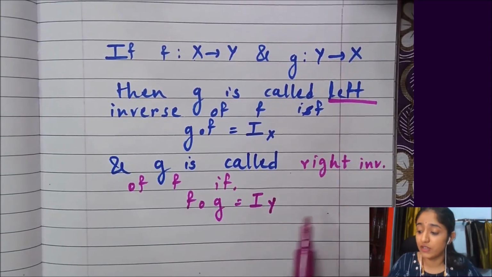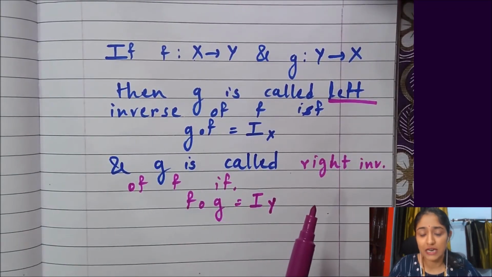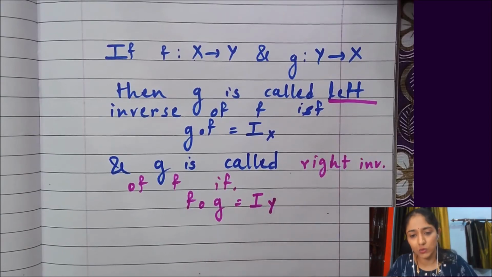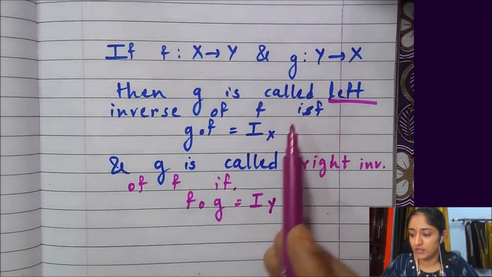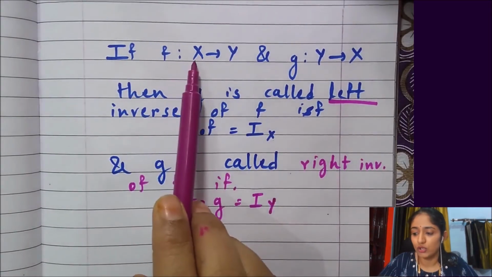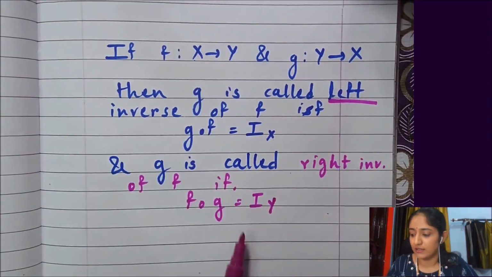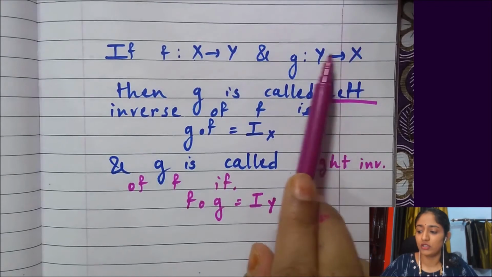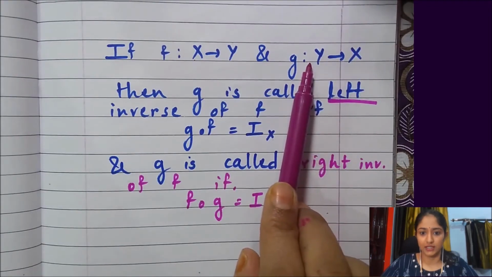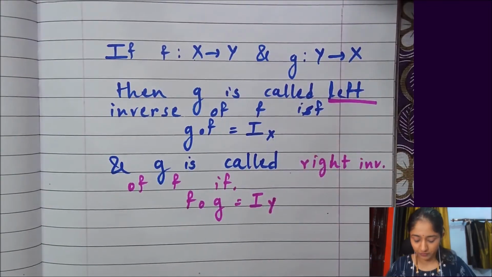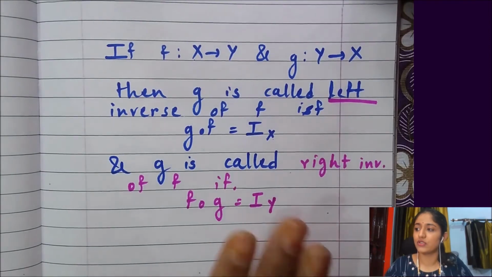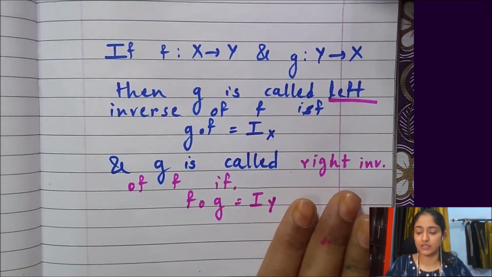Now identity functions are a bit different. Identity will act as identity only, but this is the identity function on the domain of f, or X, and this is the identity function on the domain of g. So these are the definitions of left and right inverses.